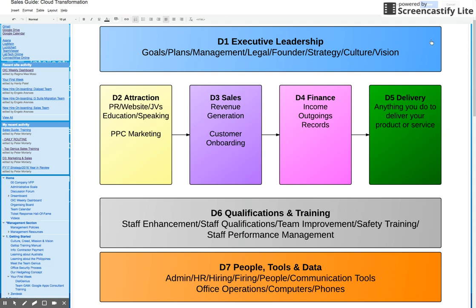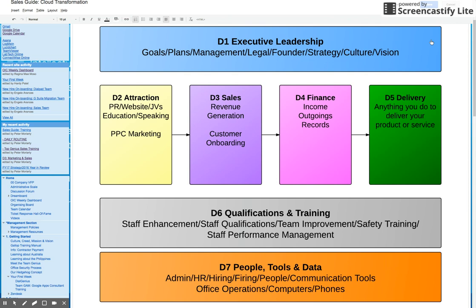So up the top here, you can see executive leadership. And I mentioned this first. By the way, the D1, D2, D3 represents divisions, and so they're just all numbered. So executive leadership, which is up the top, that really represents the entrepreneurial management and leadership of the business and the strategy. So goals, plans, any of the legals, mergers and acquisitions, setting the brand, setting the culture and the mission and the vision.